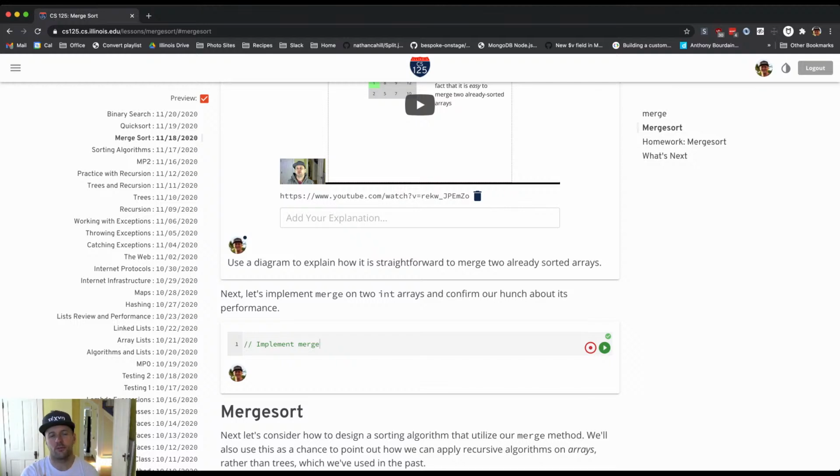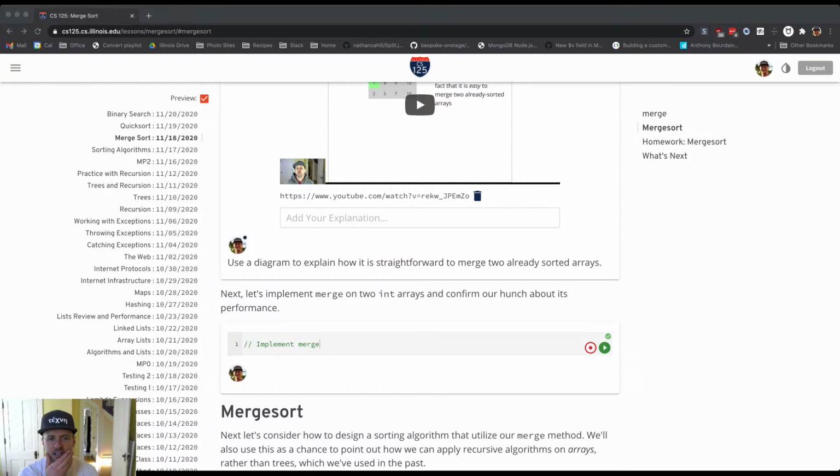Merge sort will never do better than O(n log n). It will always do n log n. So it's extremely consistent, very reliable, but also has no opportunity to do better, right? There's no way for it to outperform that.